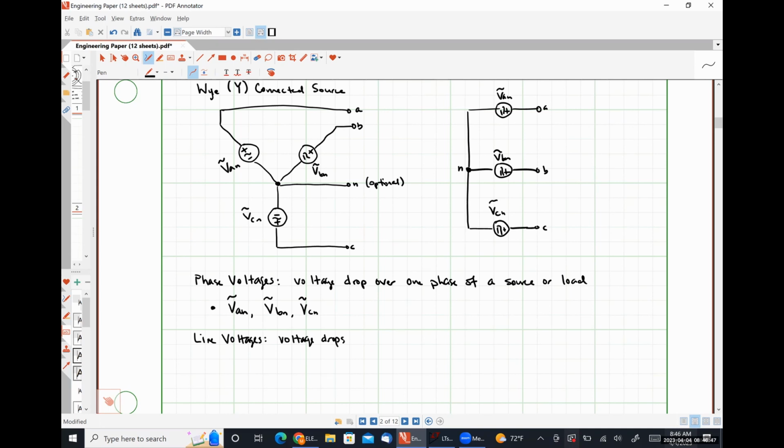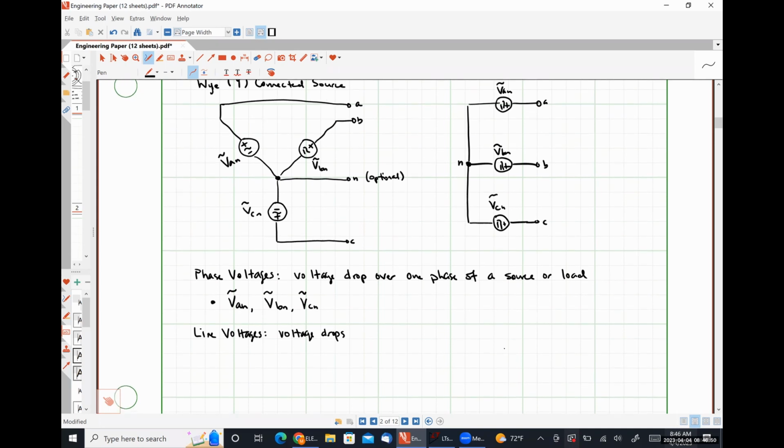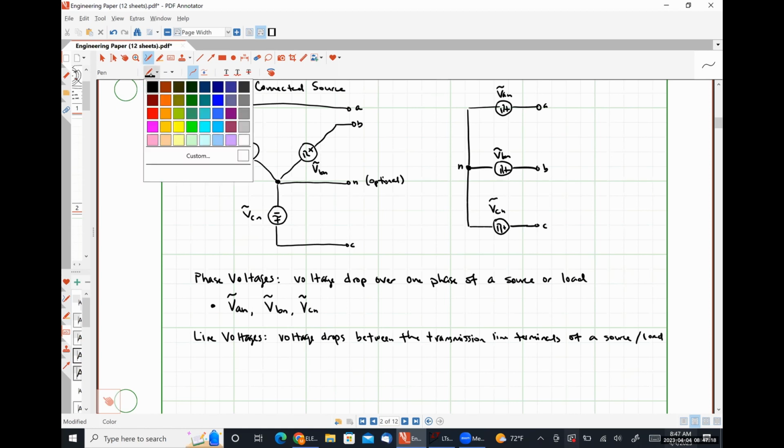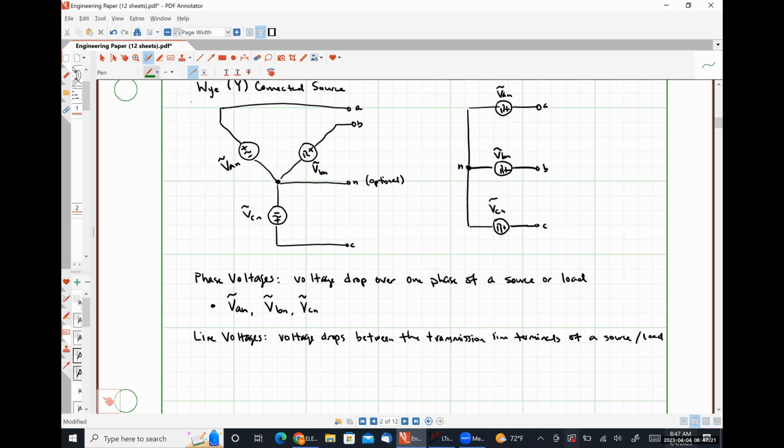Voltage drops between the transmission line terminals of a source or load. So that's how they're defined. I'm going to represent them on our circuits in green.